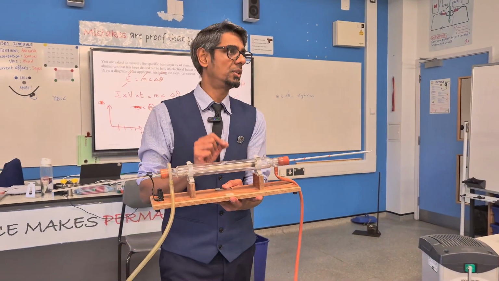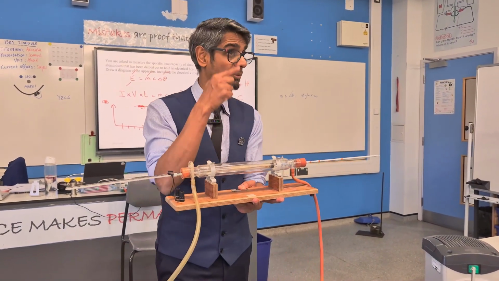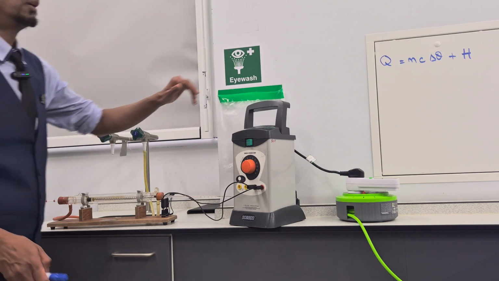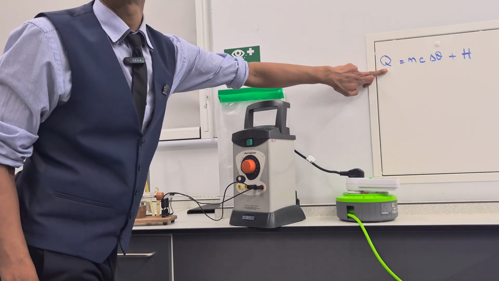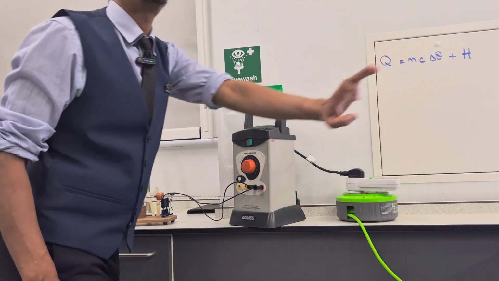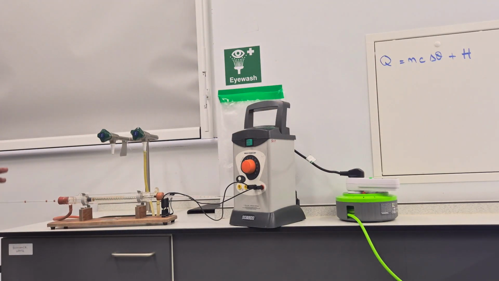This is called a continuous flow method. It's a better method because it reduces heat loss. So what do you have? All the variables. Q, at A level, we call that heat. It's the energy going in. Because the energy going in is thermal energy plus heat loss. It will take into consideration heat loss.